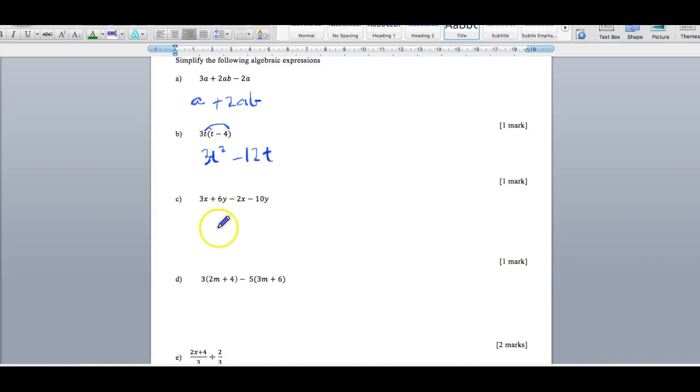All right, question C, bring the x's together. So 3x minus 2x gives you x, and then 6y minus 10y gives you negative 4y.